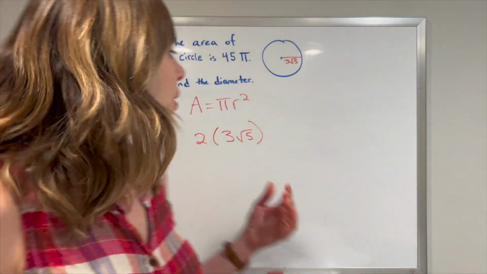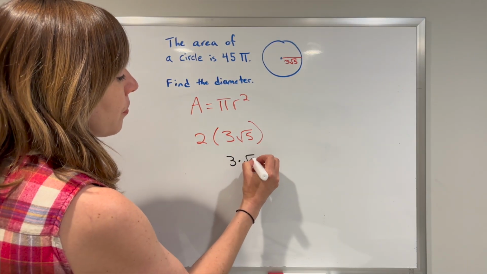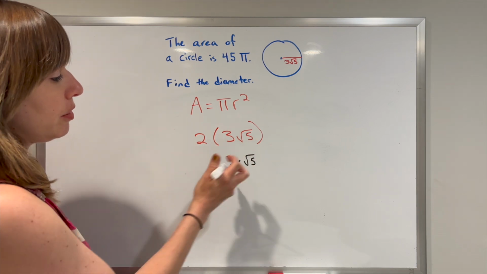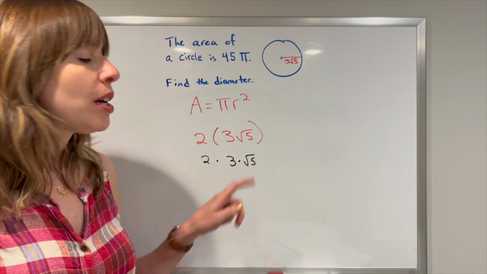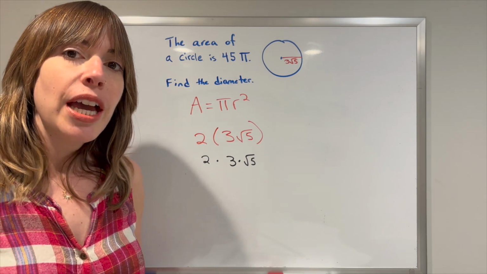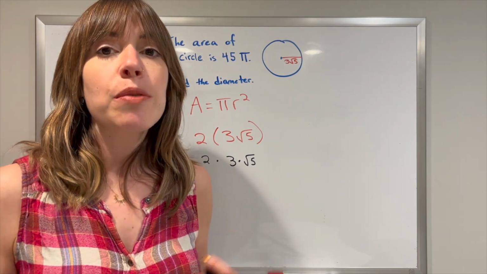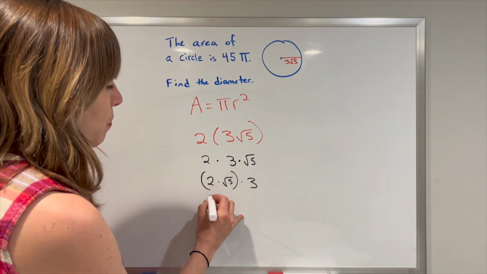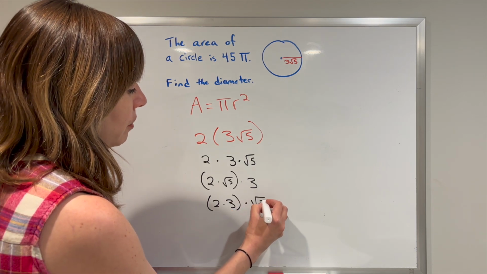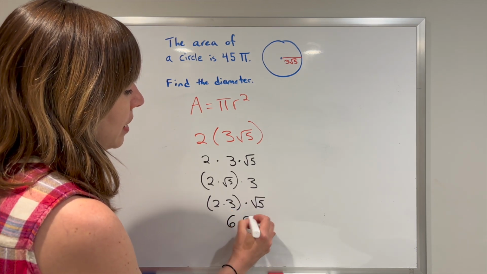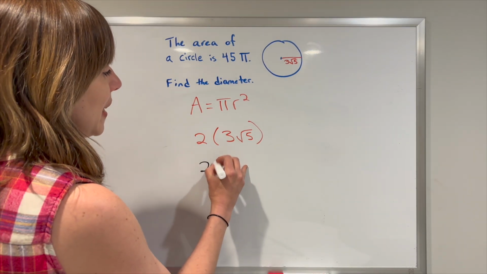So since 3 radical 5 is 3 times radical 5, and 2 times 3 radical 5 is 2 times 3 times radical 5, we have 3 numbers that we're multiplying together. And we know based on associative property that we can group those in any way we like, and the product will be the same. If I group the 2 and the 3, and then multiply that by radical 5, I end up with 6 radical 5.